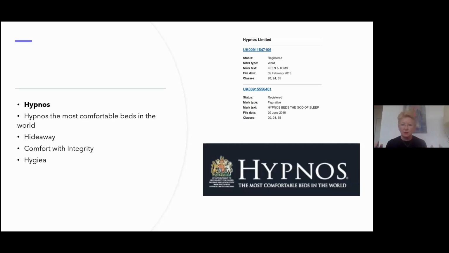So when I talk about intellectual capital, and you think of many of the successful bedding companies in this country, or bed manufacturers, Hypnos, Silent Night, Harrison Spinks, all the major brands that we know, there's huge capital sitting underneath them.